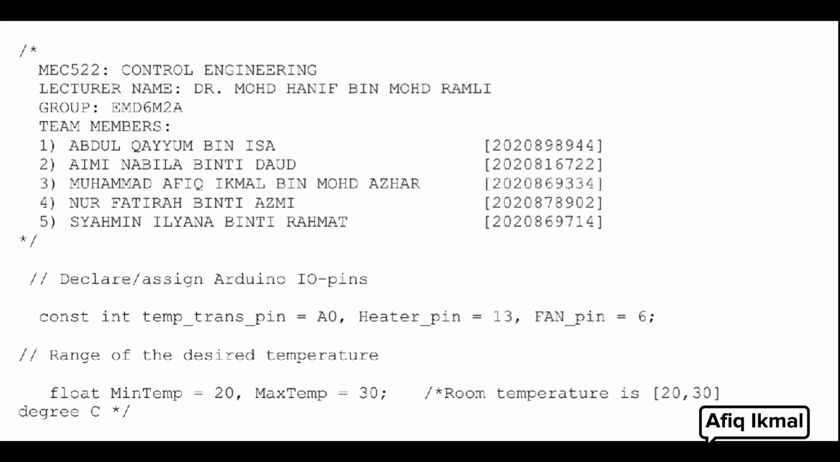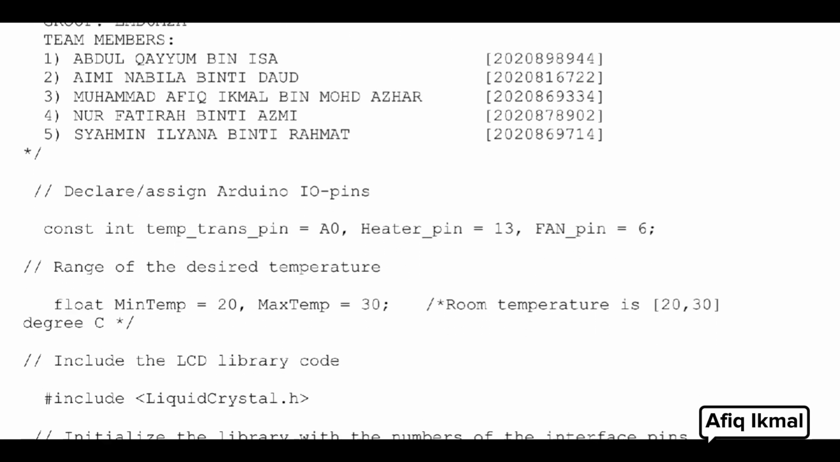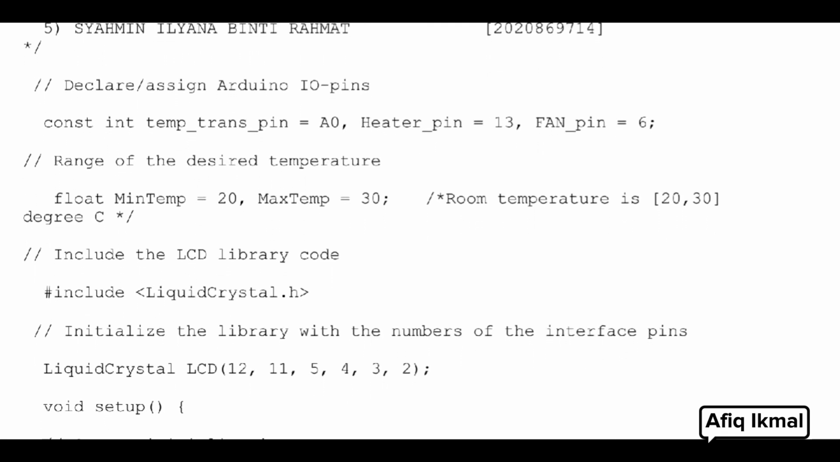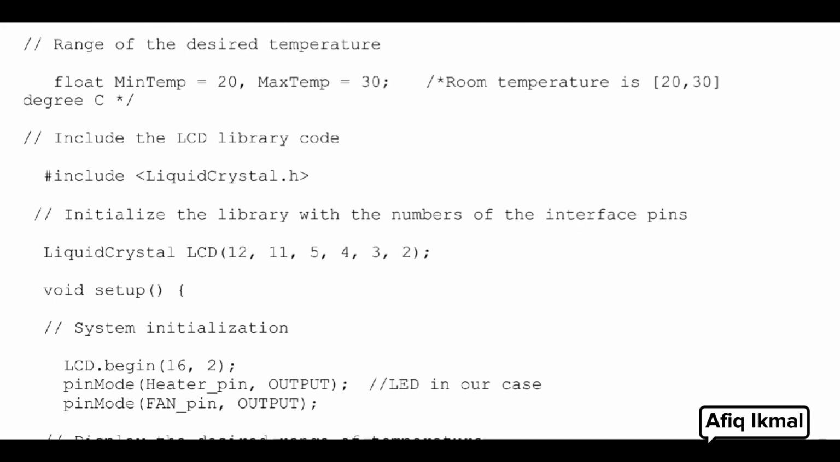I will explain the coding. First, we set the minimum and maximum room temperature, which are 20 and 30. Next, for the system initialization, we set the heater pin and fan pin as our outputs if the desired temperature did not reach room temperature.